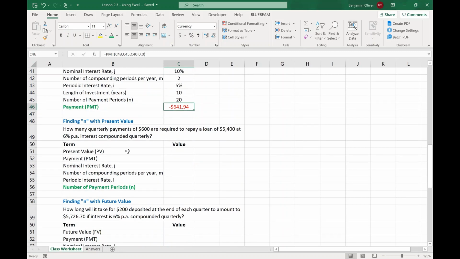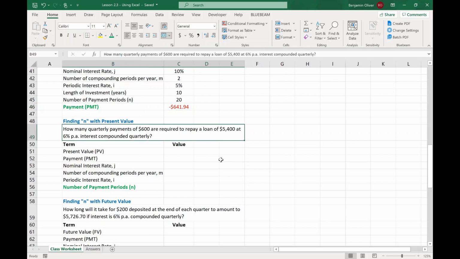Okay. Our next items are going to look at finding n. Again, n being the total number of payment periods. In this first example, we'll look at just finding n. In the second example, we'll also see how to take that value of n and convert it back to a number of years to pay it off. So, first example, how many quarterly payments of $600 are required to repay a loan of $5,400 at 6% per annum interest compounded quarterly?